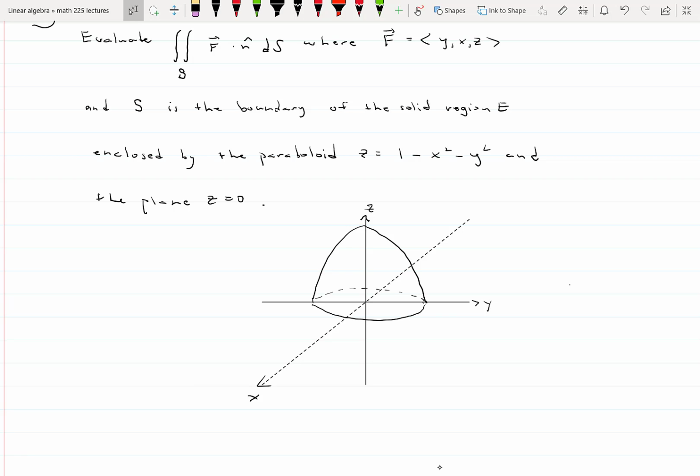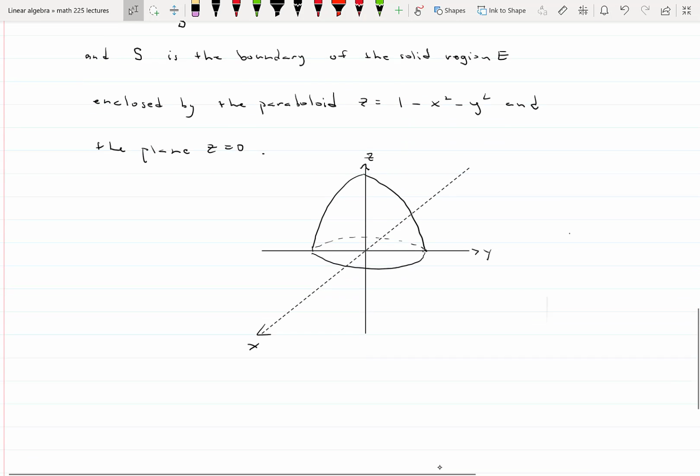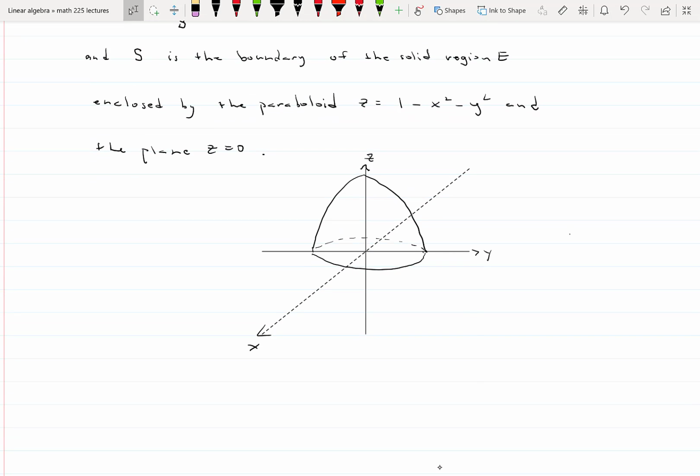Okay, so what we're going to do is break this surface S into two pieces. We're going to say that S is broken down into S top, which is the paraboloid, union S bottom. And on the bottom, we have z equals 0, the flat piece.